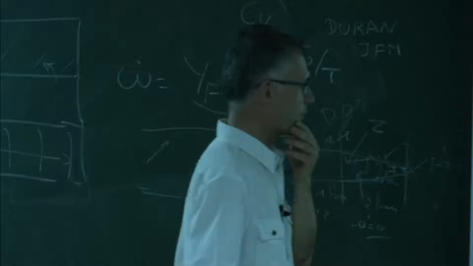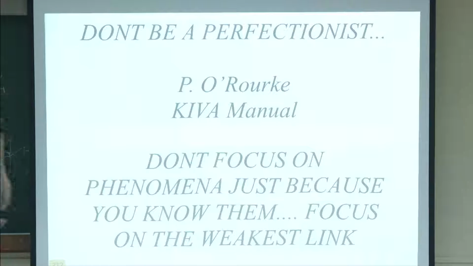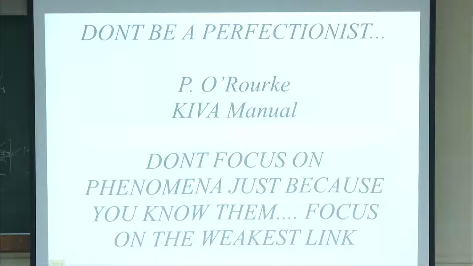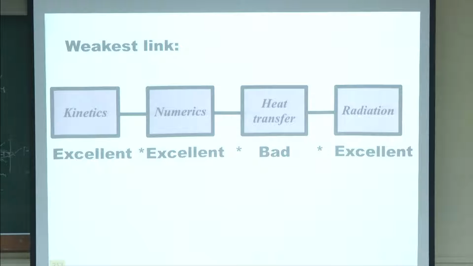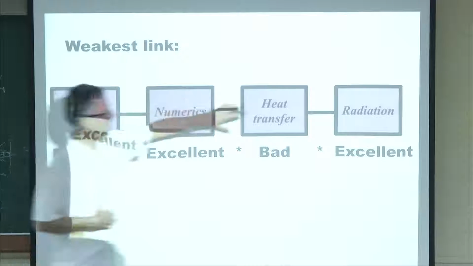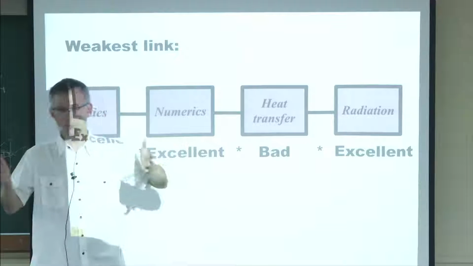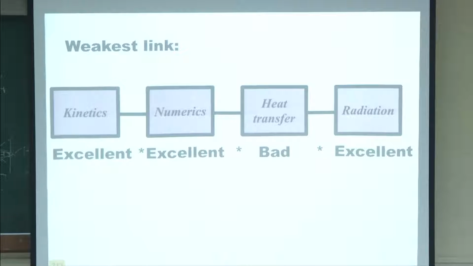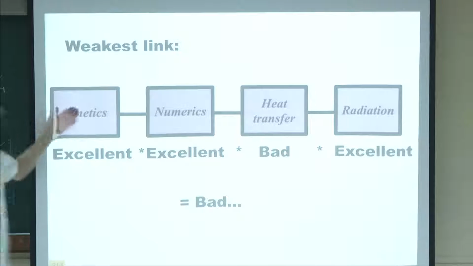The main idea of Peter O'Rourke, I met him at that time, he's always saying the same thing I'm going to repeat here. He says, don't focus on the things you know, because normally they are not the weakest part in your system. So for example, if you write a code where you have excellent kinetics, excellent numerical methods, and you have a bad temperature on the walls, and a good code for radiation, well, the result will be bad. I mean, you have to have good everywhere.